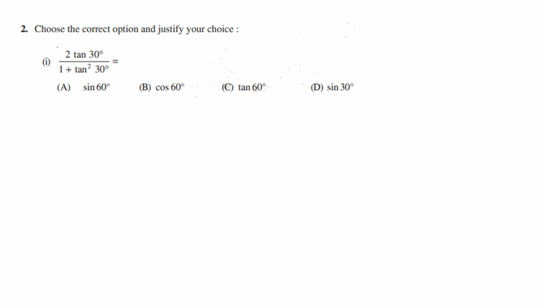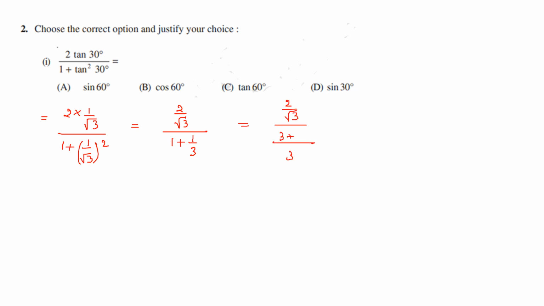So let's put the value here. Tan 30 degree is 1 by root 3. So it is 2 into 1 by root 3, by 1 plus tan square 30 degree, so 1 by root 3 whole square. Next, 2 into 1 by root 3 will give you 2 by root 3, divided by 1 plus 1 by 3. 1 by root 3 whole square is 1 by 3. Now take the LCM as 3. So 3 plus 1. So it will be 2 by root 3 by 4 by 3.